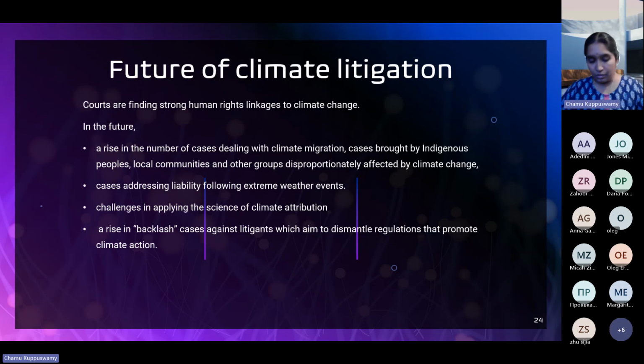I've not covered some of the backlash litigation here. It's been more focused on how litigation can take positive action to achieve Article 2. But there could be action that's taken. So, for example, there's a treaty called the Energy Charter Treaty. This is a multilateral treaty for countries to promote investment in energy sources, as well as production, refining, etc.